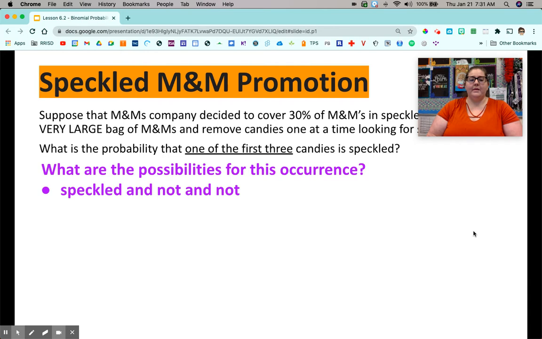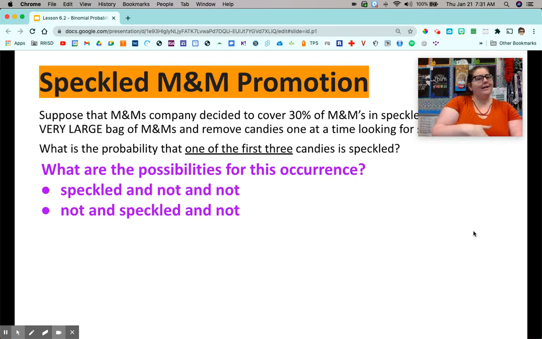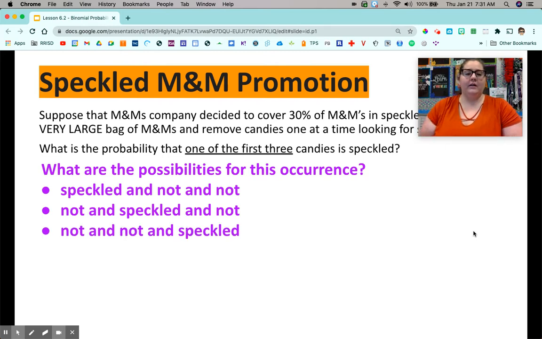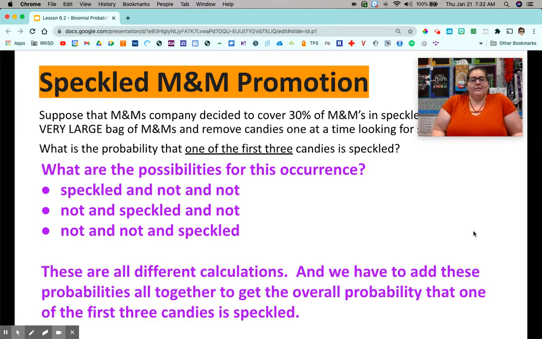So one thing that could happen is we get a speckled one first, and then we get not and not. The second thing that could happen is we get a not speckled one first, and then a speckled one second, and then a not speckled one third. And the third way that this could happen is we get 2 non-speckled in a row, and then on the third one we get a speckled, right? So we just want 1 out of 3, but that can happen in 3 different ways. And technically, in terms of probability, those 3 occurrences are different calculations.